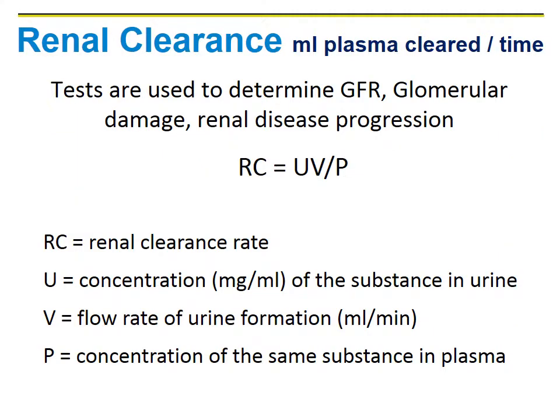Last new term. The time it takes to filter blood, process the filtrate, and excrete the waste for any given substance is called renal clearance. You don't need to memorize this formula. We do want you to know what it means. The renal clearance rate, or the speed in which you do everything we've learned about for any given molecule, is dependent on several things. 1, the concentration of that substance in your urine. 2, the speed in which you're making urine. And 3, the concentration of that same substance in your plasma.